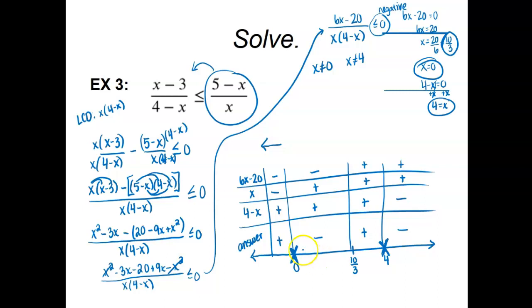So we're looking for negative answers, which of course would be right here from 0 to 10 thirds, and then again from 4 up to infinity. So we would not include 0 because it's an excluded value, so I'm going to use a parenthesis for my 0, up to 10 thirds. Now it is okay to include 10 thirds because it's not an excluded value. And then 4 is an excluded value, so I need a parenthesis, not a bracket here, and that goes up to infinity, so to infinity. You can write in inequality notation if you want, but I'm going to put interval notation for this one. So that would be your answer for this problem.